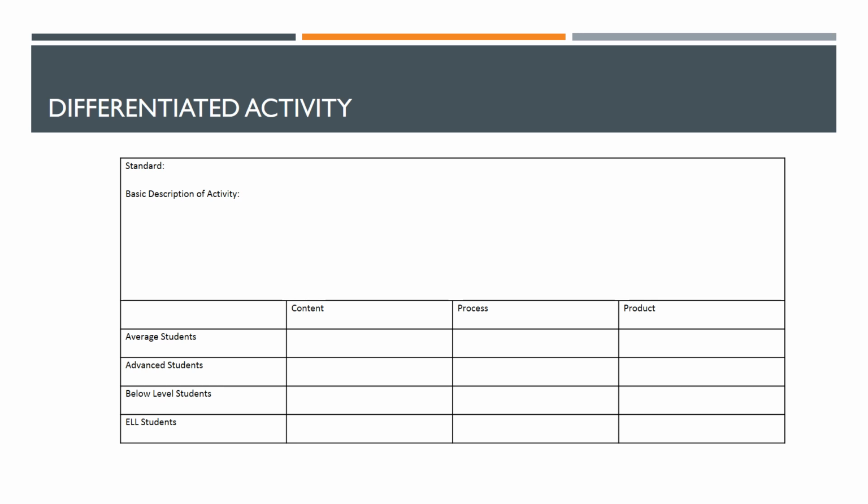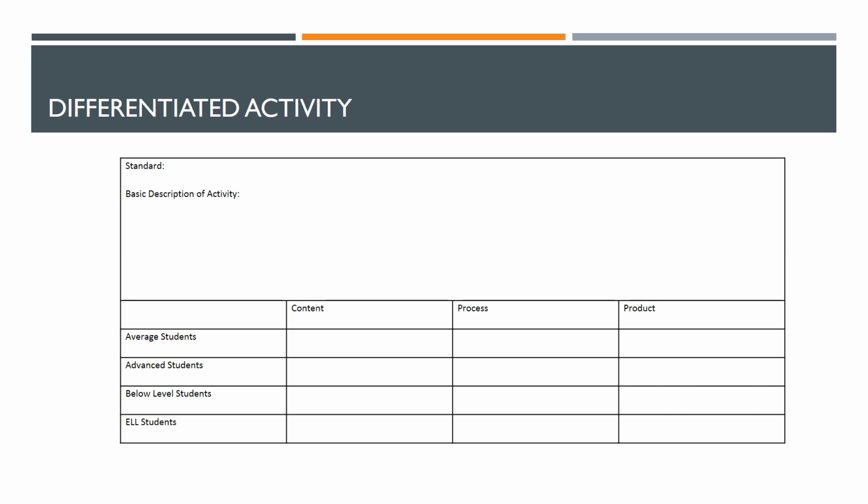Now what's going to happen is we are going to hypothetically divide your class basically into 4 different groups. Average students, your advanced students, your below level students, and your ELL students. Now, of course, you would never differentiate in all 3 areas for all 4 types of students in one lesson. Absolutely know that. However, these are giving you options for what you could do.